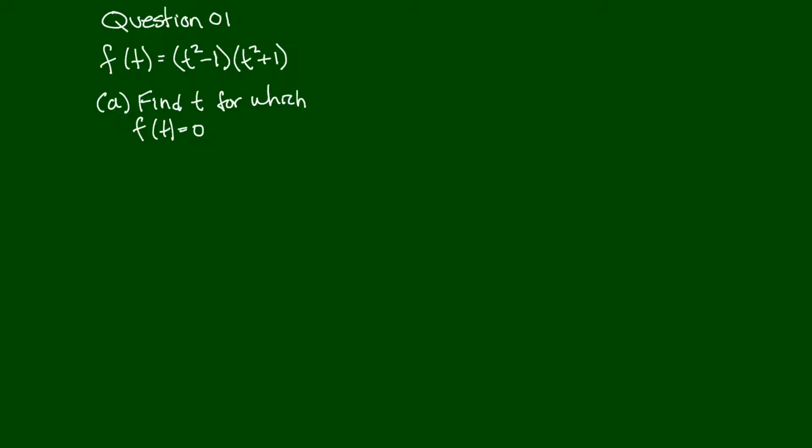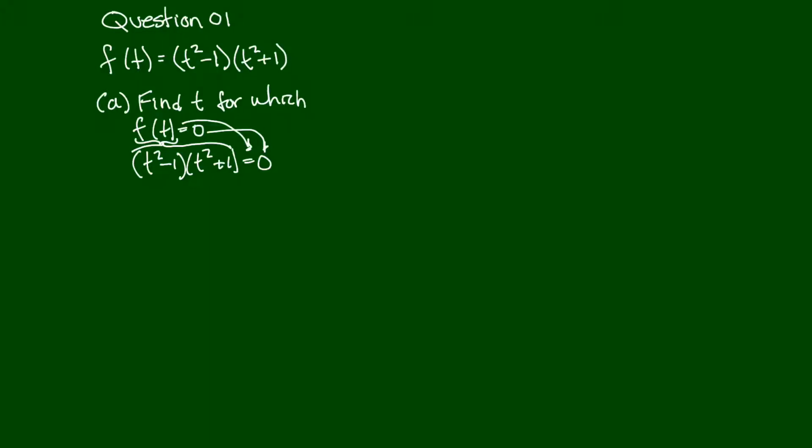So in this question 1a, we're supposed to find the values of t in this function here that will give us 0 for f of t. So let's try this. Let's set f of t, which is this one right here, (t squared minus 1)(t squared plus 1), equal to 0. Right? So right here, there's the f of t, there's the equal sign, and there's the 0.